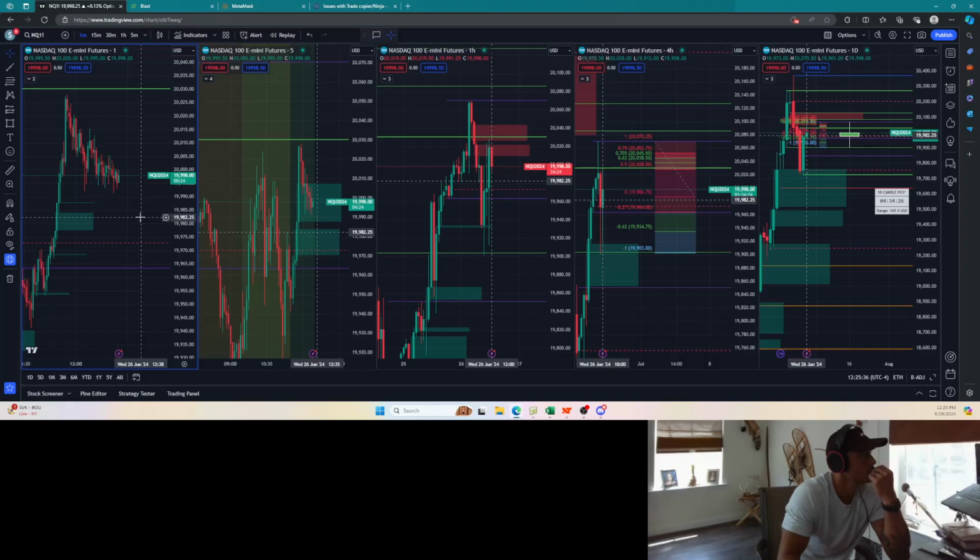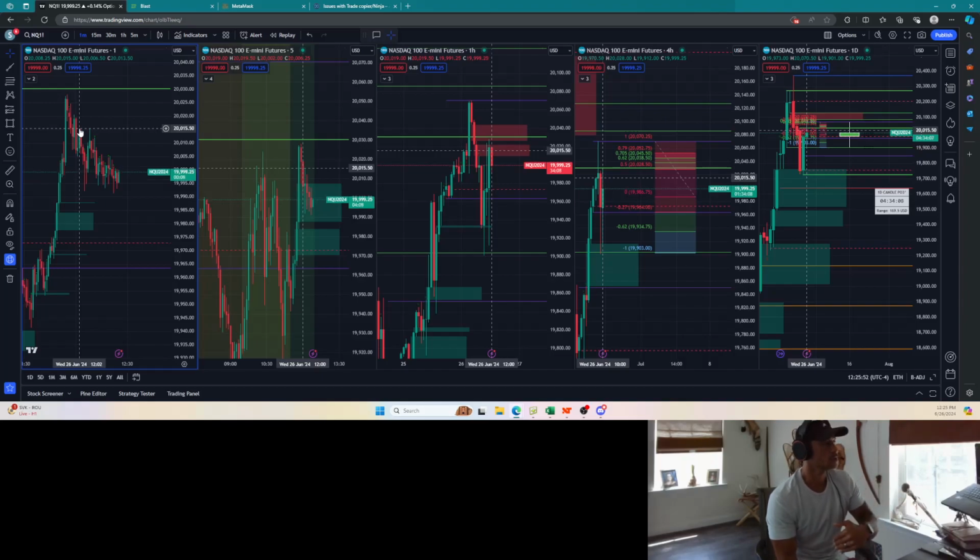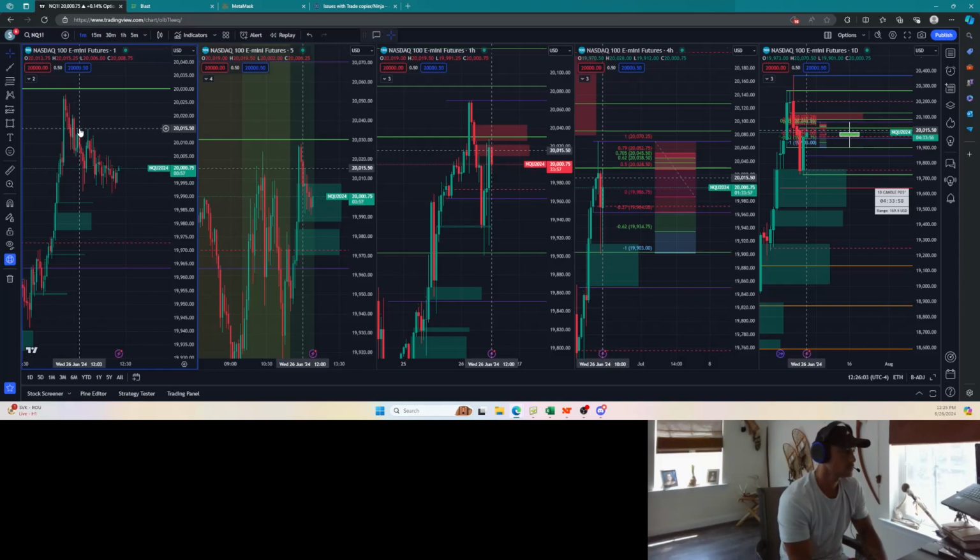For the evals, my A plus is if they swept a high and on the way up they created a bullish gap, I'm waiting for them to disrespect that and close below that gap to signal the short. And if they swept a low and on the way down they create a bearish gap, I'm waiting for them to close back above that gap, which disrespects it, and then I go long. So it's the inverse.